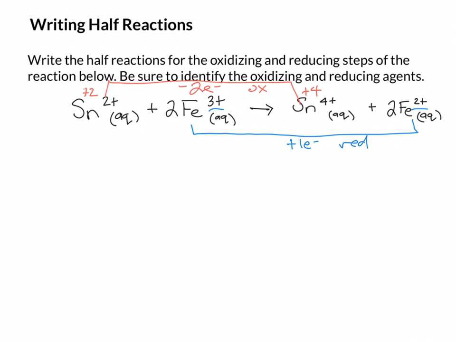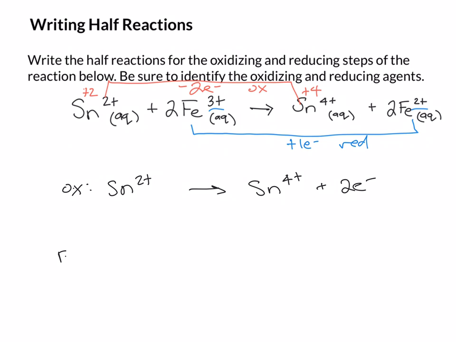Okay, so if we're going to go ahead and start out with the oxidation process, we know that Sn2+ is going to turn into Sn4+. Okay, and we know that in the oxidation process, Sn2+ is losing 2 electrons. So we know that one of the products that it has produced is those 2 electrons.